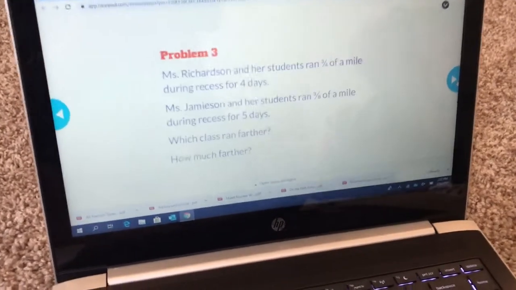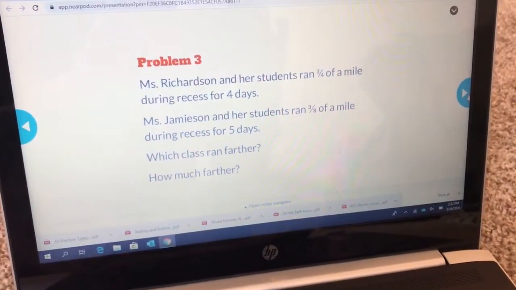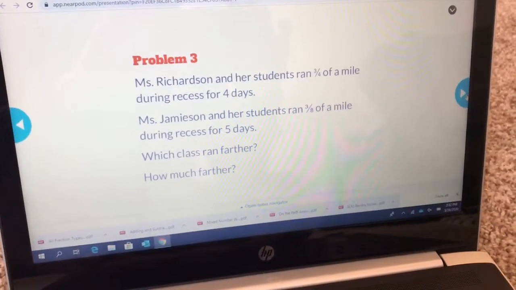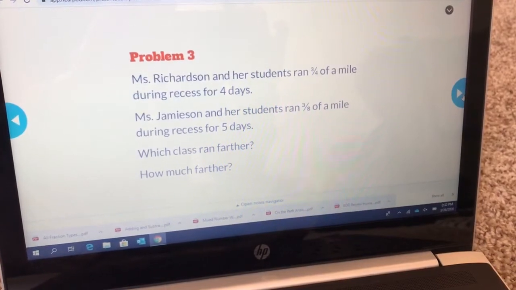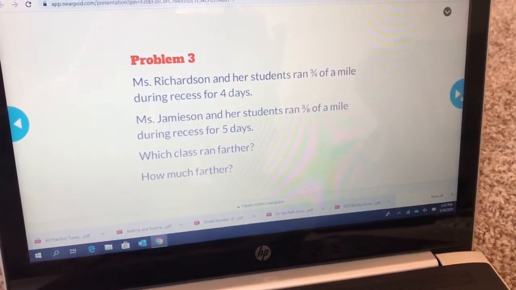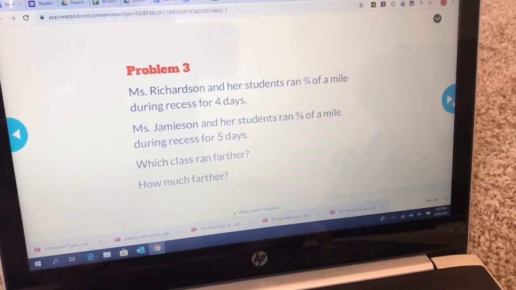Here we go. Number 3 says, Miss Richardson and her students ran 3/4 of a mile during recess for 4 days. Miss Jamison and her students ran 3/8 of a mile during recess for 5 days. Which class ran farther, and how much farther?